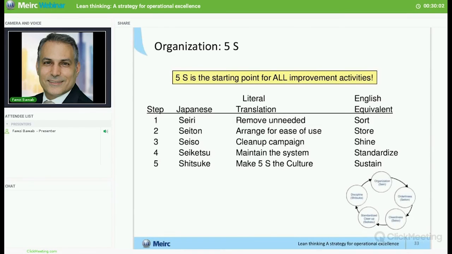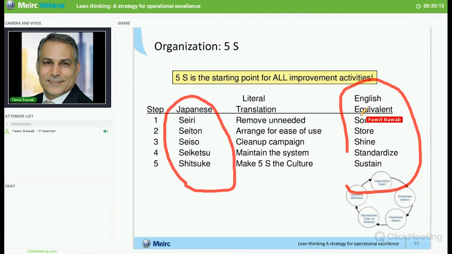So what are we trying to do? We're trying to run a program that starts with 5 steps. Here are the Japanese words, here are the English equivalents, and we're trying to do these steps to organize the workplace. The first one is sorting. I'm not going to go into it in too much detail. We usually spend time on this, and we have checklists to try to do it.